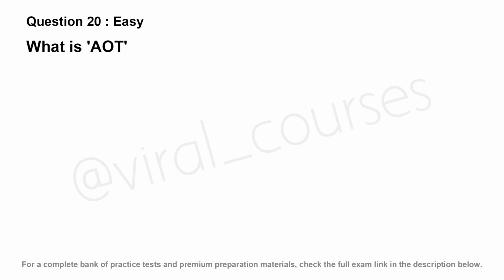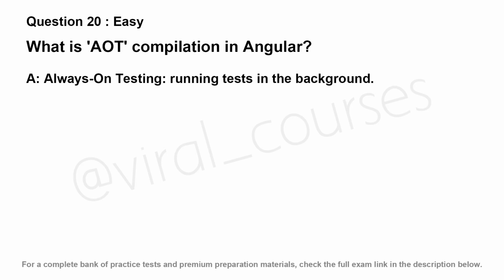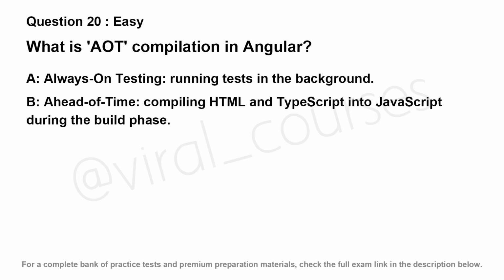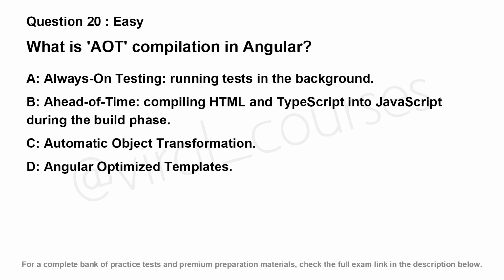What is AOT compilation in Angular? Option A. Always-on testing, running tests in the background. Option B. Ahead of time, compiling HTML and TypeScript into JavaScript during the build phase. Option C. Automatic object transformation. Option D. Angular optimized templates.